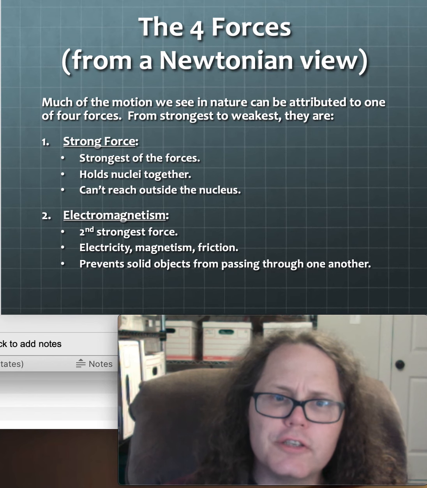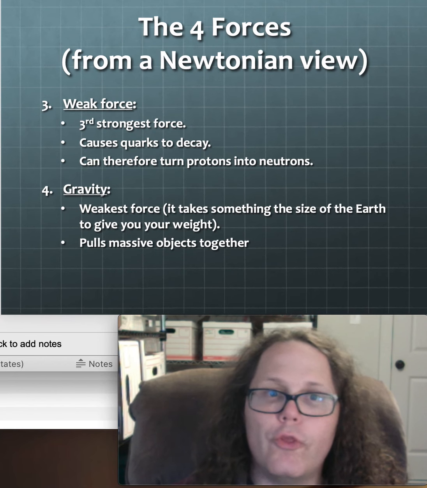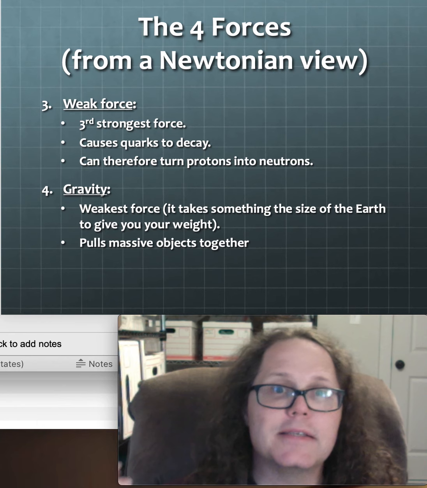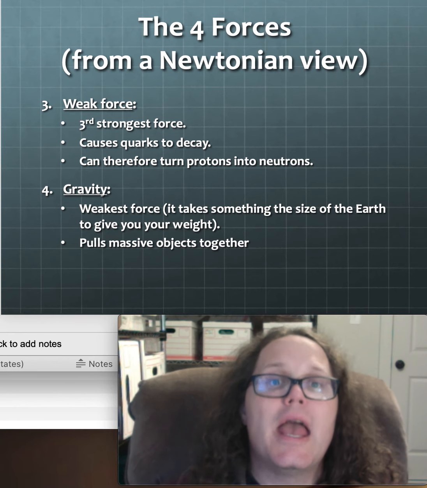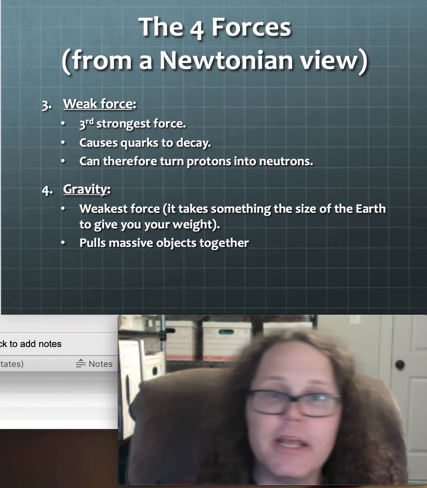The third strongest force in nature is called the weak force. Under some circumstances, it can cause quarks to decay. In so doing, it can turn a proton into a neutron.